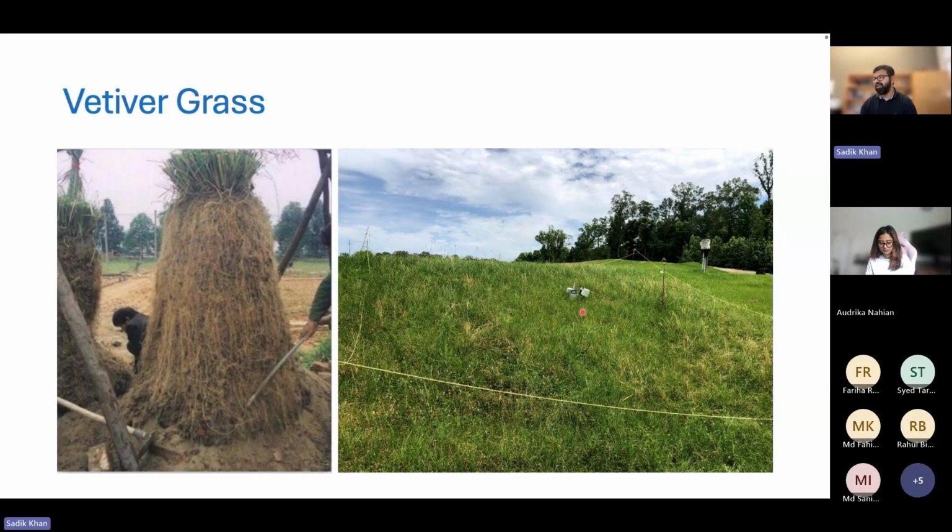And this is a photo from one of the sites where we tested vetiver grass in levees. We have seen how the vetiver grass worked within the levee system.